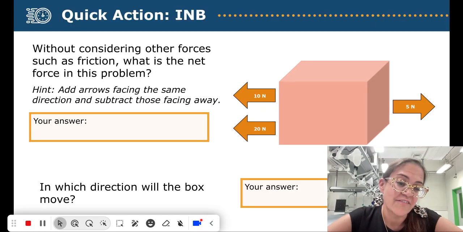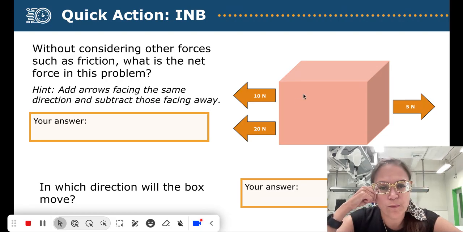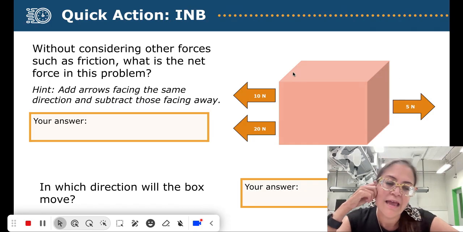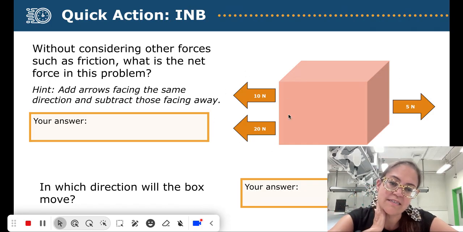All right, so here we have a similar one. Again, we have these 2 on the left, and we have this 1 on the right. We are going to combine these 2 on the left because they are working together. We have 10 newtons and 20 newtons, so moving to the left, there's a total of 30 newtons. And then we have this one on the right, which is 5 newtons.